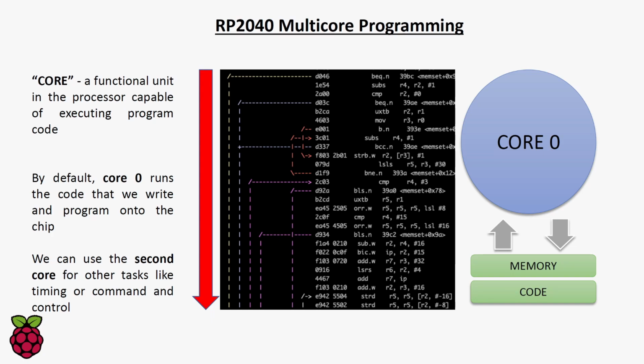A core is a functional unit on the processor capable of executing program code. By having multiple cores in a processor, you can execute multiple segments of code at the same time. Whenever we write code for the Raspberry Pi Pico, for example, core 0, the first core, executes the code. The second core is on standby, never doing anything.